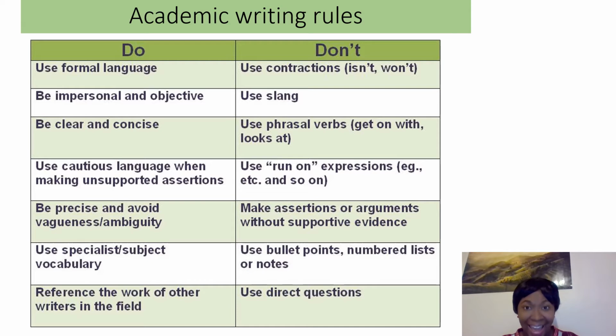Another point is to be clear and concise. Okay? Don't use a lot of phrasal verbs, get on with, looks at. Just use words that are straight to the point, if you may. Okay? Use cautious language, especially when you're making unsupported assertions. So hedging words, if you're not very certain: there's a high probability that, it is highly probable, one can suggest, this is somewhat indicative of. Those kinds of words where you're treading softly, carefully, especially if you're not an expert in that subject matter or that field.